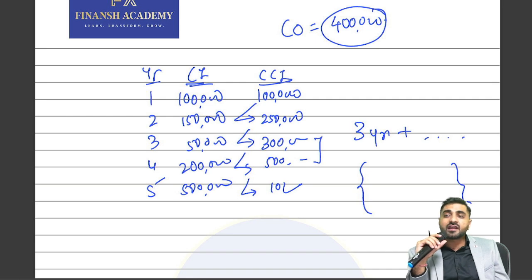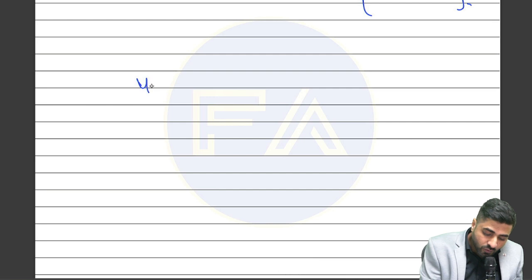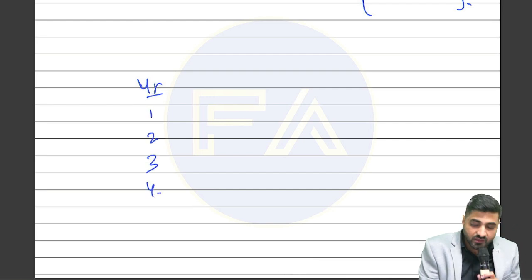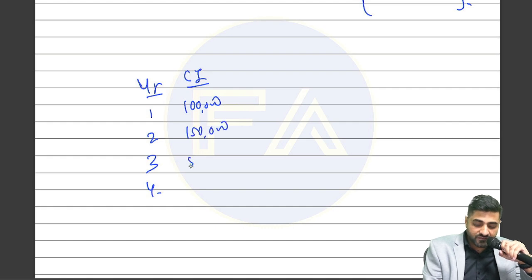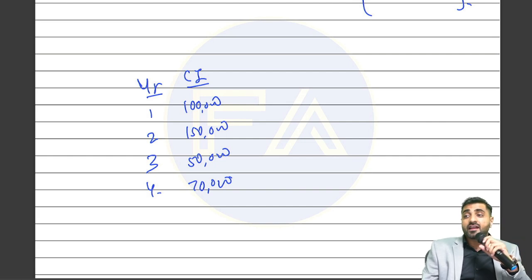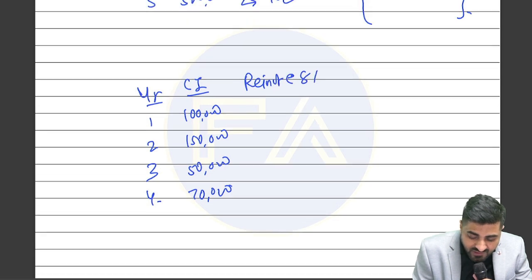Now in modified internal rate of return, there will always be a cost of capital or the reinvestment rate which will be given to you. So let's say for example, you have 4 years: year 1, year 2, year 3, year 4. And suppose your cash inflows are given to you as 1 lakh, 1,50,000, 50,000 and 70,000. Now in your modified IRR, you know what happens? We are going to reinvest these cash inflows at the cost of capital which is given to you. Suppose the reinvestment rate is given to you as 8%.